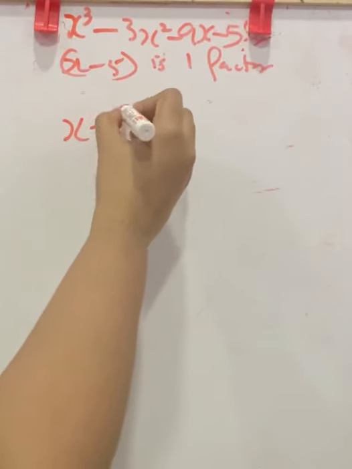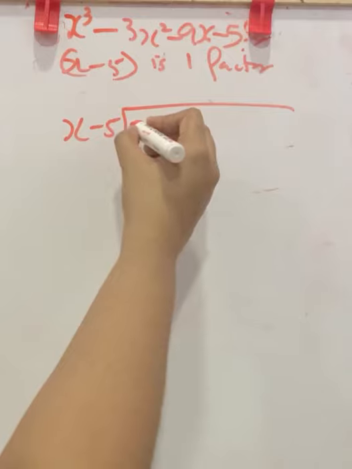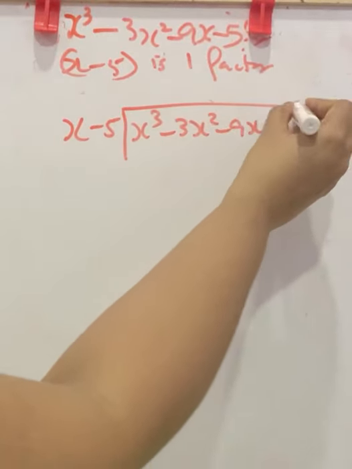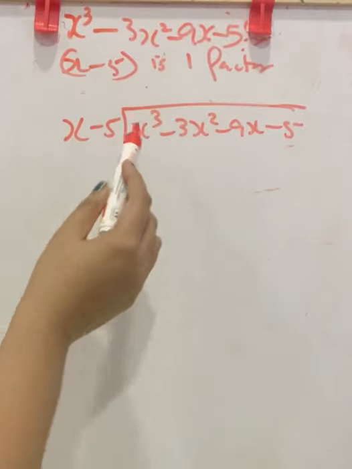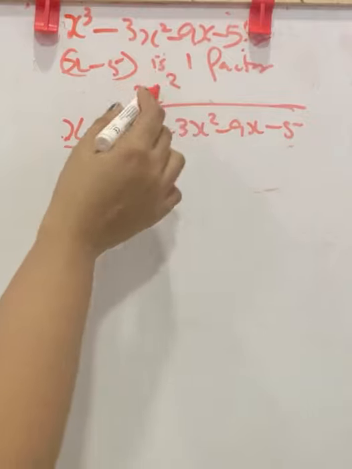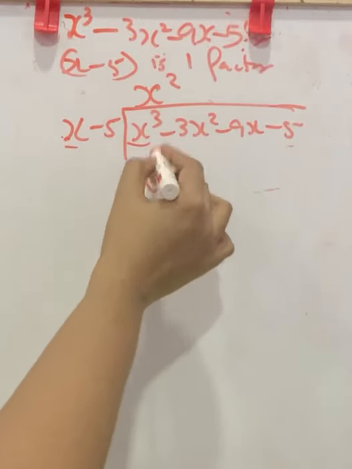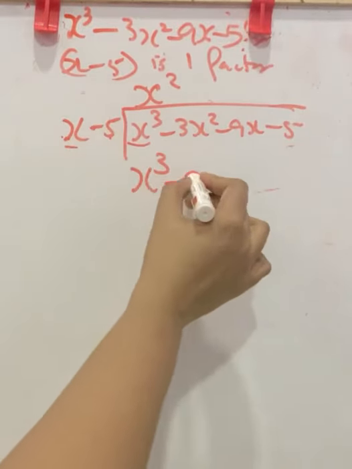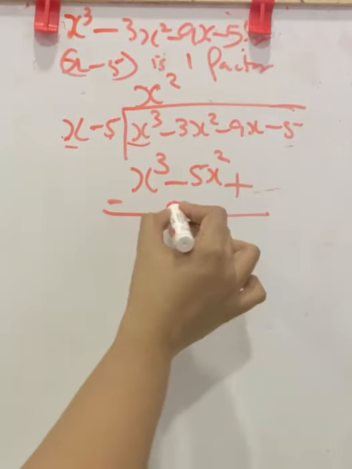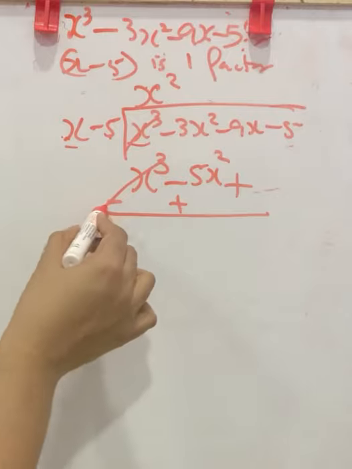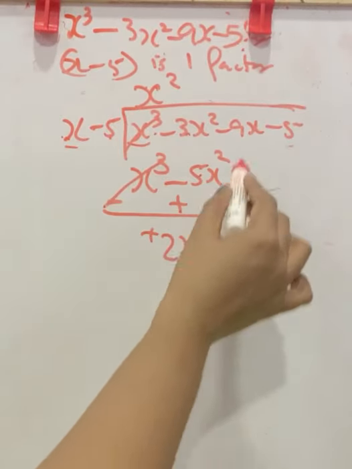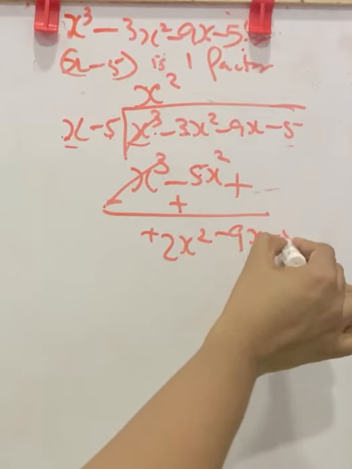That is x minus 5 dividing x cube minus 3x square minus 9x minus 5. To get the first term here, x cube by x, that is x square. Now x square into x is x cube. X square into minus 5 is minus 5x square. Subtract, make it addition, change the signs. This will get cancelled, additive inverse. Minus 3 and plus 5 is plus 2x square. Carry down this minus 9x and minus 5.